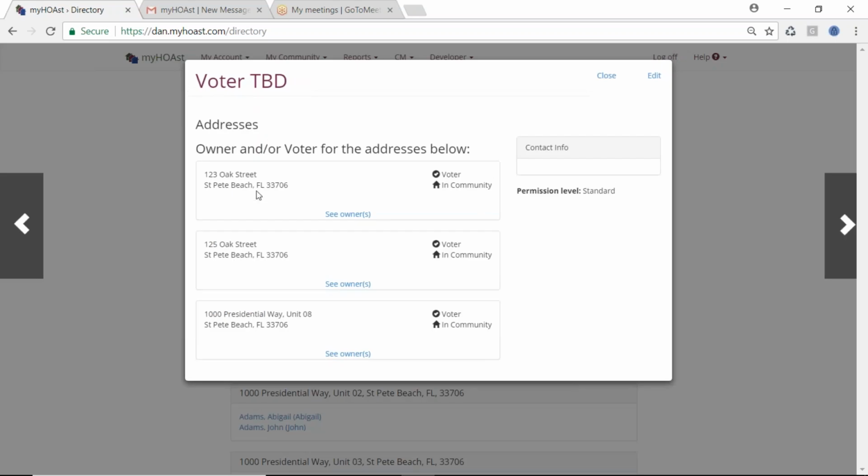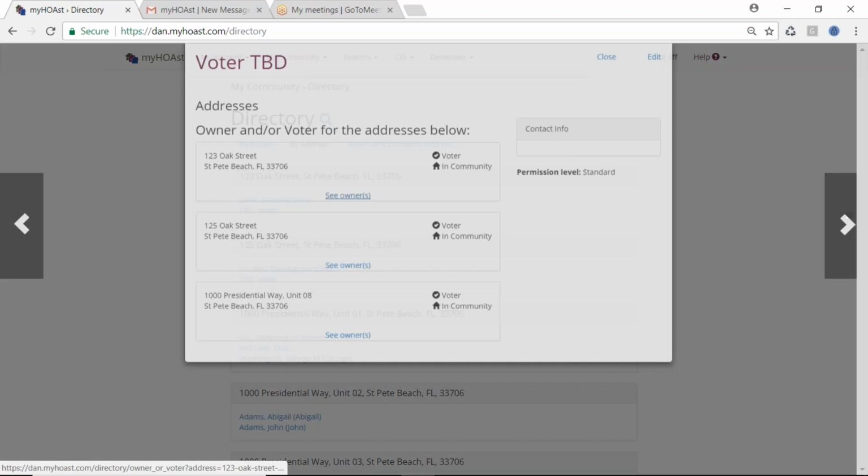So if I go to voter TBD, I see that there's three addresses in this situation. Three addresses where we're really losing the voting capability because we don't know who the voter is. It may be wise, as I said, to send a voting certificate to the companies that own these addresses so that we can identify a specific voter who could actually vote and help us with meeting the quorum and voting percentages. Now I go to 123 Oak Street here, and I can see who the owner is.